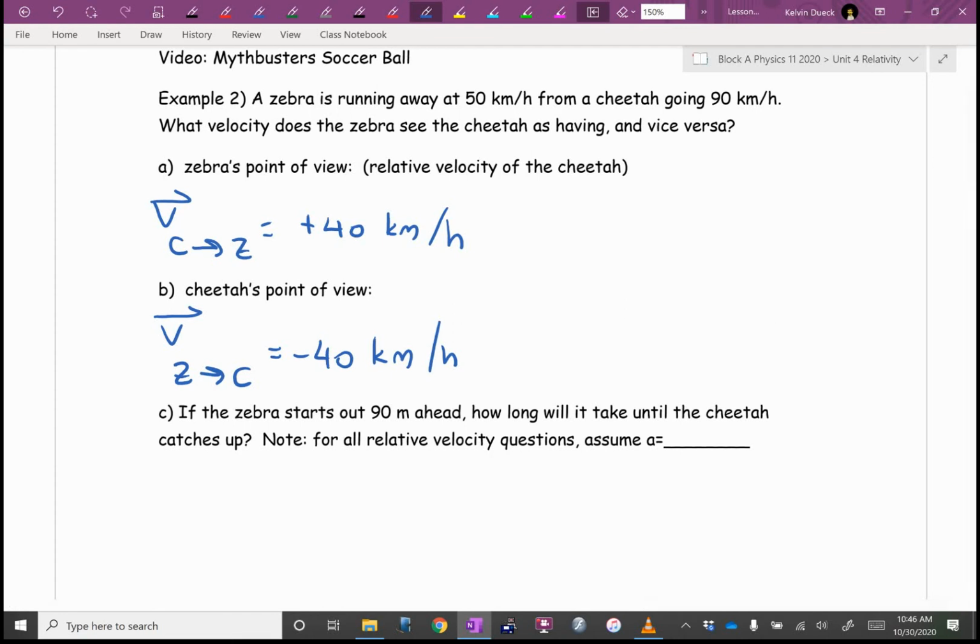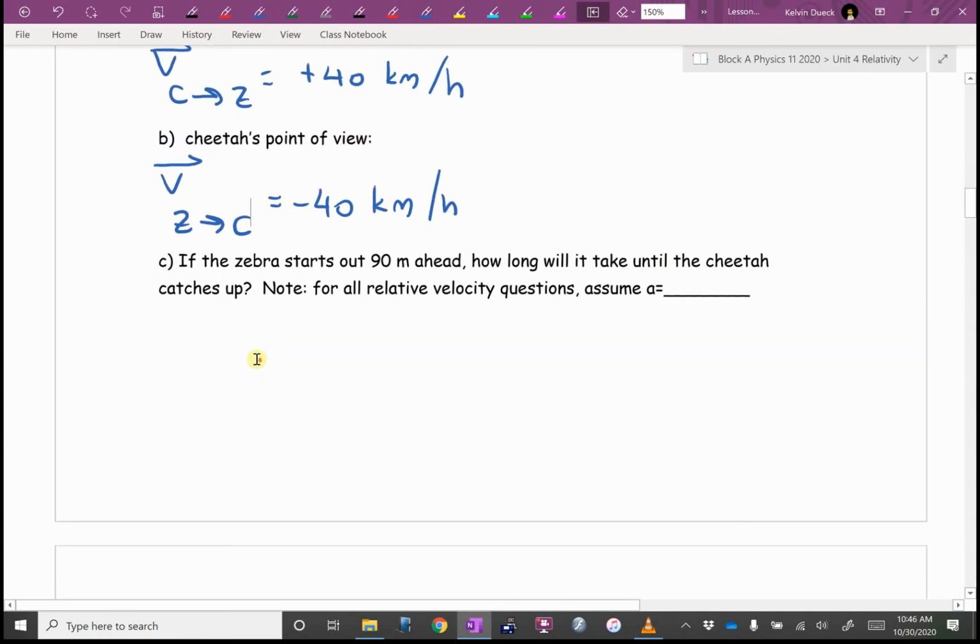I like part C. If the zebra starts out 90 meters ahead, how long will it take until the cheetah catches up? What's this question asking me to find? What's that 90? What are the units next to that 90? First of all, the units next to that 90 are meters. Oh, and what did we say that we're going to assume A is for this whole unit? So I know A is 0.